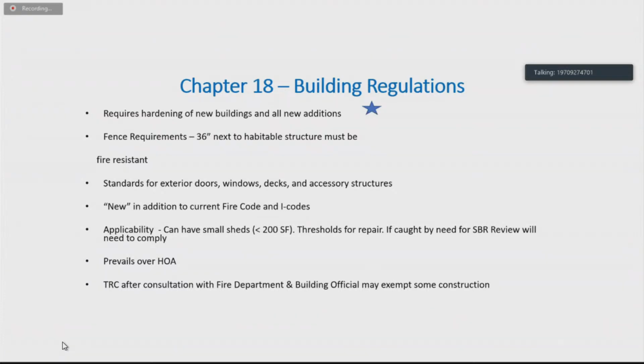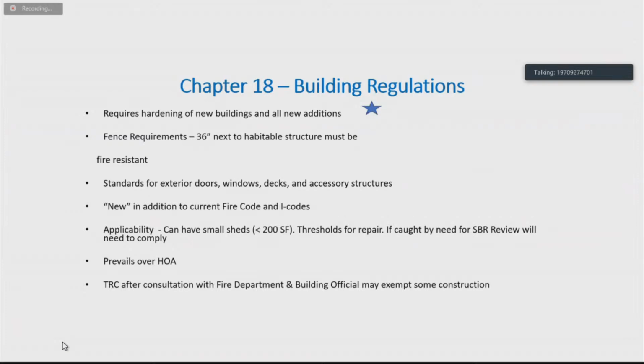And we tried to make it match up with our sustainability building regulations. So if you're caught under that review, you're going to be caught under this. And one really important thing is that it's going to prevail over HOA requirements. So if your HOA said you could have low-cost wood shingles on your roof, these regulations would prevail over that.